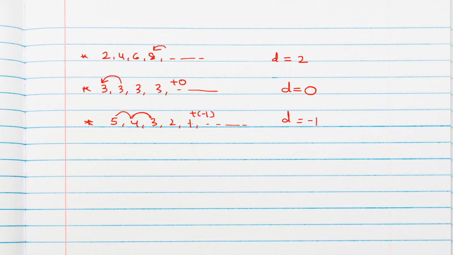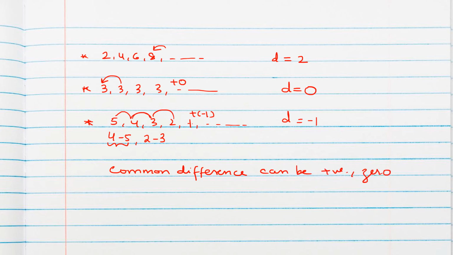How can we find it? By subtracting, like 4 minus 5, then 2 minus 3, we can find the difference. So what we can say, the common difference can be positive, 0, or negative.